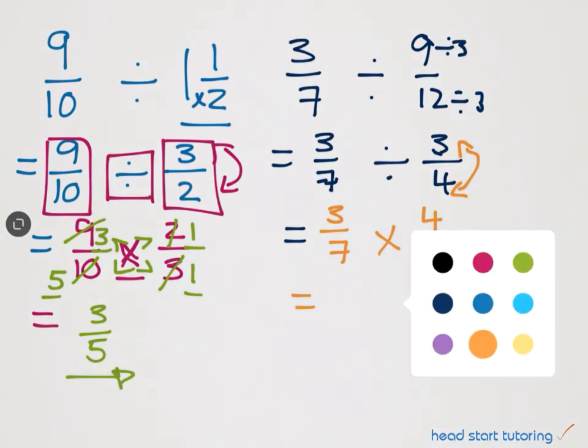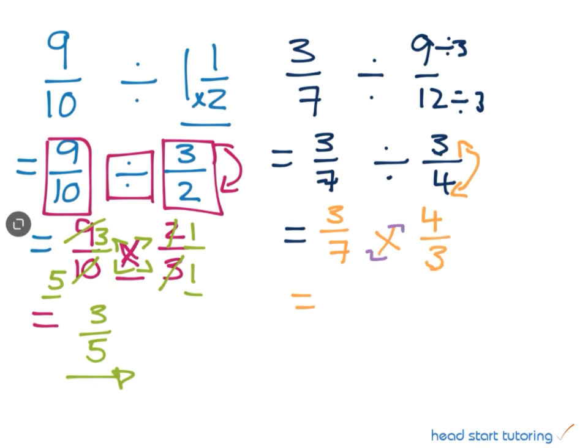So 3 over 7 multiplied by 4 over 3. We can now cross cancel. So we look at our 7 and our 4. There are no common factors between 7 and 4, so we cannot cross cancel there. But we can cross cancel with our 3's. We can divide them both by 3 to get 1. So then we say 1 times 4 is 4, and 7 times 1 is 7. So we end up with an answer of 4 over 7. So 3 over 7 divided by 9 over 12, or 3 over 7 divided by 3 over 4, is equal to 4 over 7.